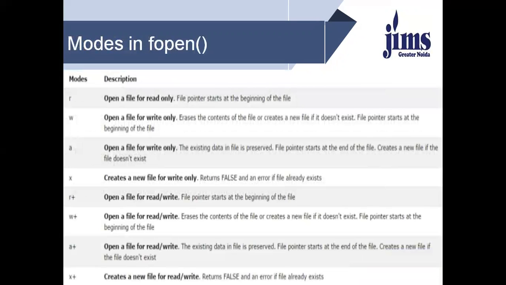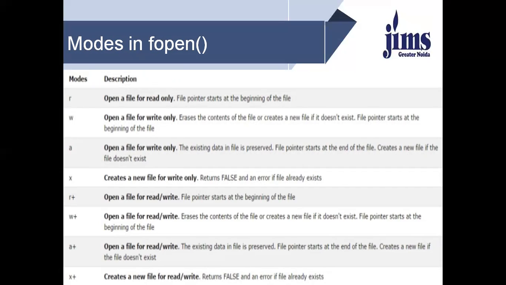So let's discuss the different modes of fopen. First is r. Open a file for read only. File pointer starts at the beginning of the file. Second is w. Open a file for write only. It erases the contents of the file or creates a new file if it doesn't exist. File pointer starts at the beginning of the file. Next is a. Open a file for write only. The existing data in the file is preserved. File pointer starts at the end of the file. Creates a new file if the file doesn't exist.